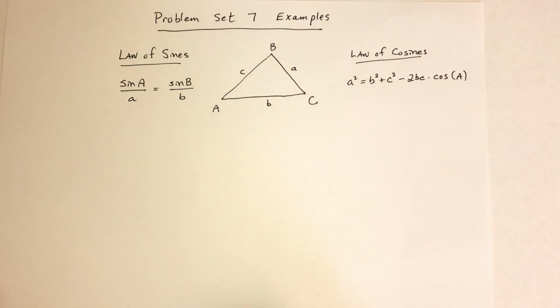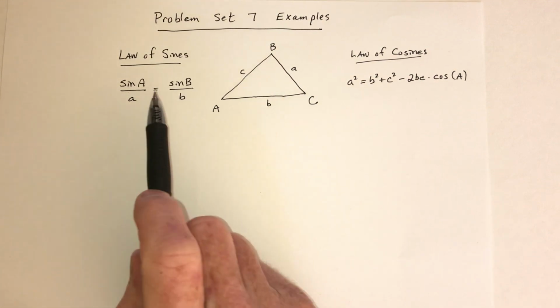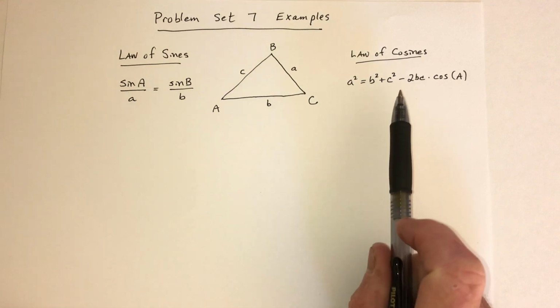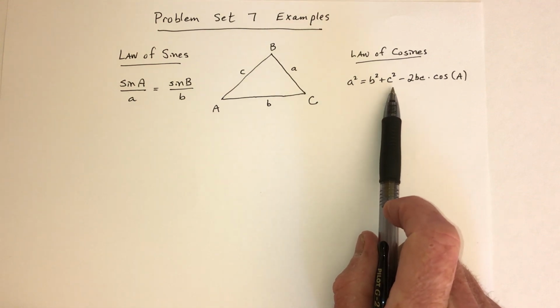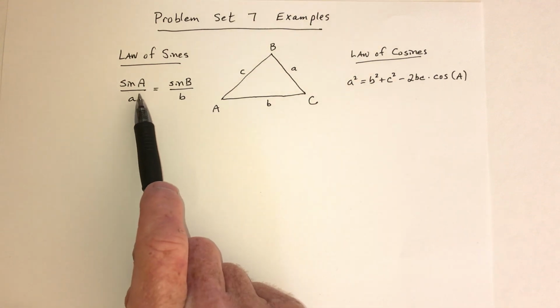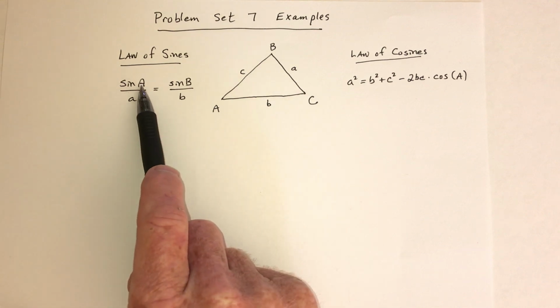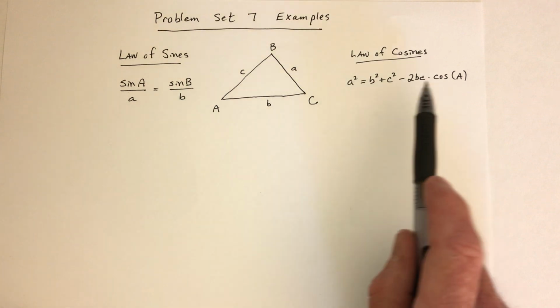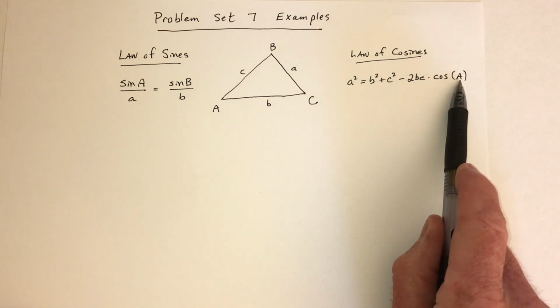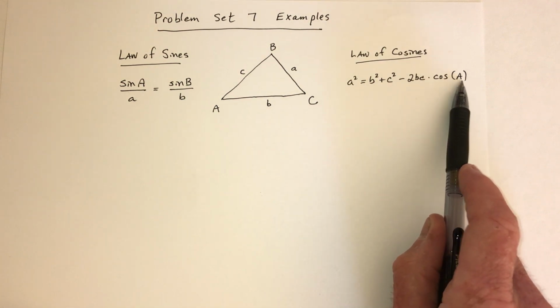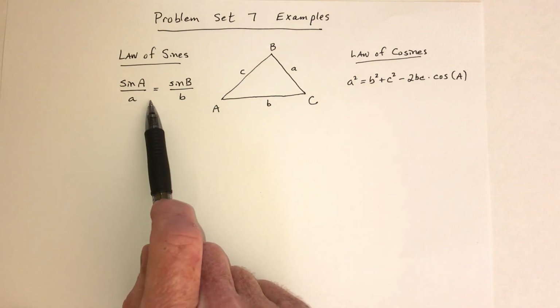So what happens when you do not have a right triangle? In that case, you need to use either the law of sines or the law of cosines. With the law of sines, let's say that you're looking for a side like B. That means you need to know two angles. If you only know one angle, then you're probably going to be using the law of cosines. If you know two angles, probably the law of sines.